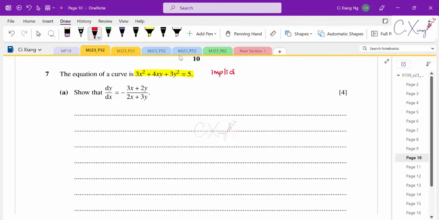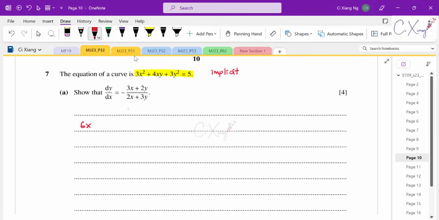Implicit differentiation. Okay, so to apply implicit differentiation, we differentiate term by term, right? So let's have a look at the first term, 3x squared. When I want to differentiate 3x squared, put the power in front. 2 multiplied by 3, you get 6, so 6x. By right you should write dx/dx, but because dx/dx equals 1, usually we don't write it out.